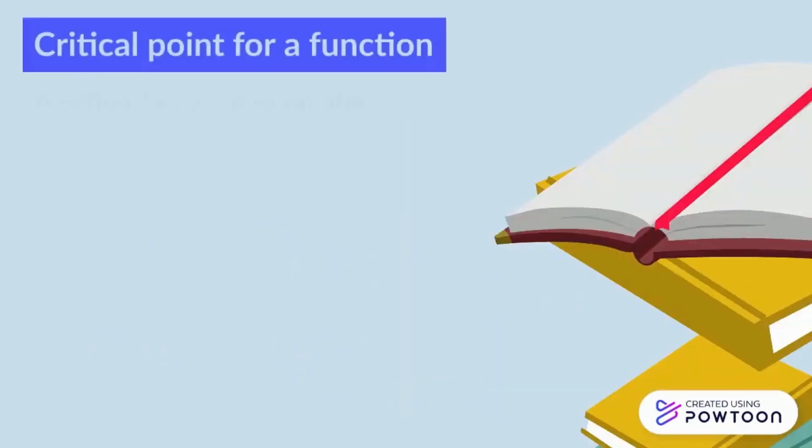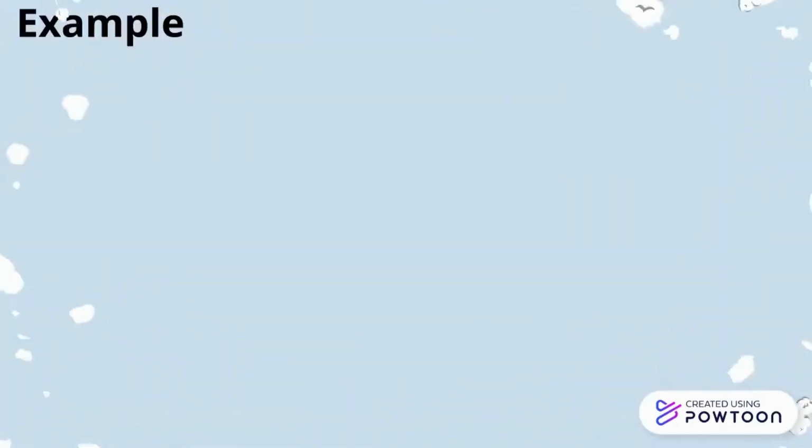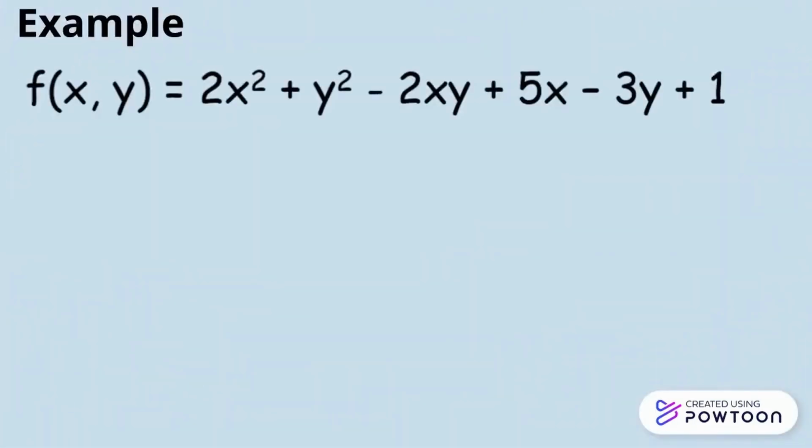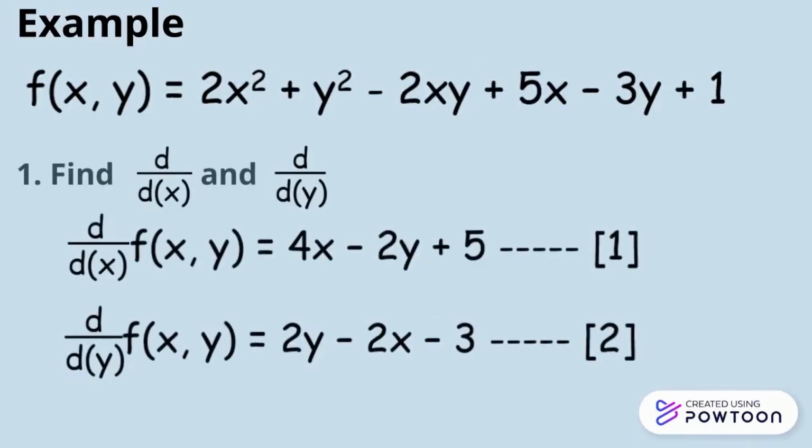For the function f(x,y) that has two variables, we need to find partial differentiation for f(x,y) and assign each partial differentiation with 0. That means we need to form two equations and find the value of x and y by solving the equations. Then we will get the critical point. For this example of function f(x,y), we need to find a partial differentiation for x and y and form the two equations.